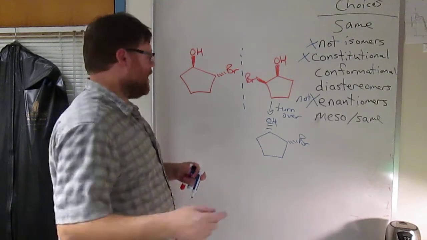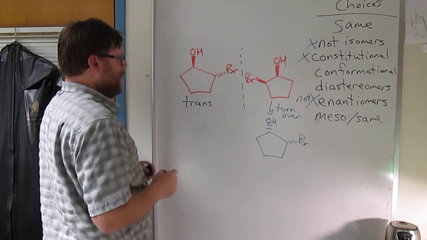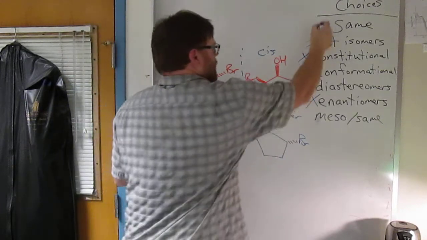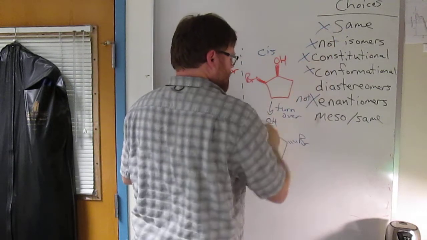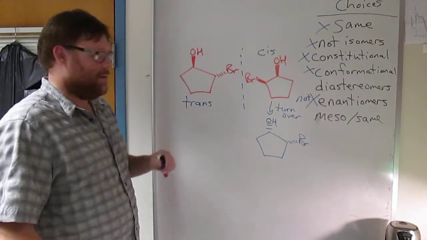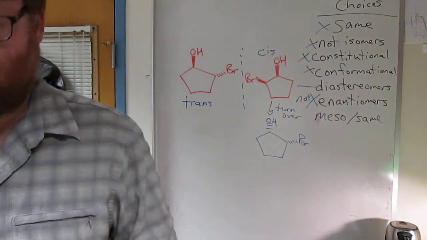And so you've probably worked this out already. This is a trans relationship between OH and Br. This is a cis relationship. So they're not the same. They're not conformational. They're pretty much these diastereomers. It's a cis-trans relationship. So indeed, that's a diastereomer. Those two are diastereomers.